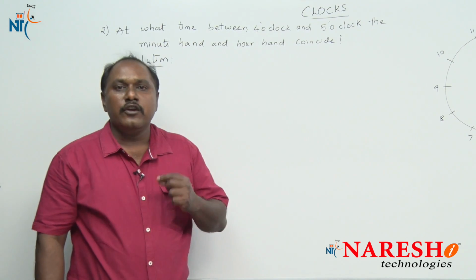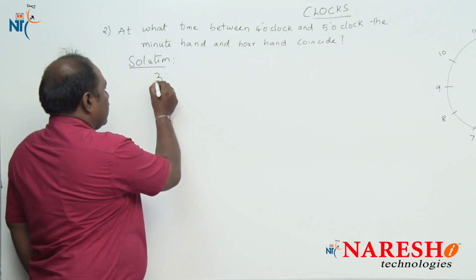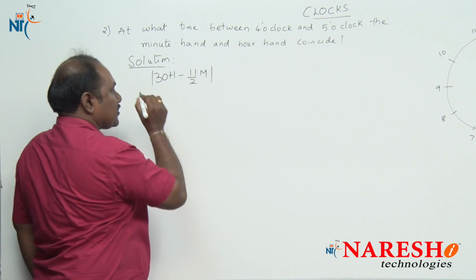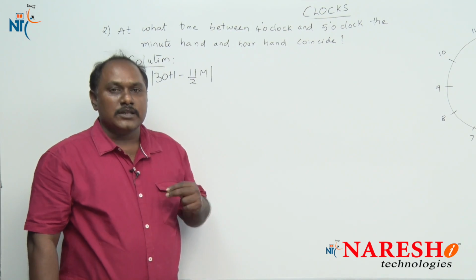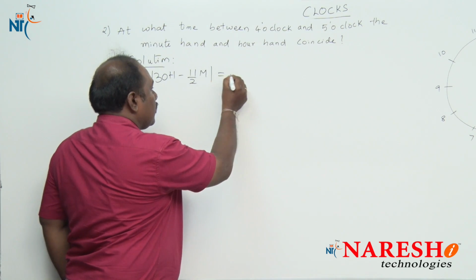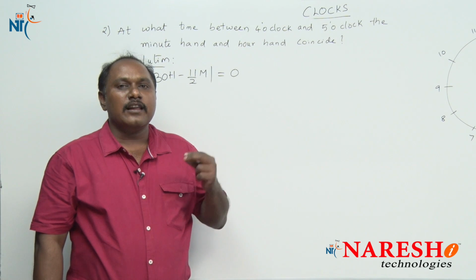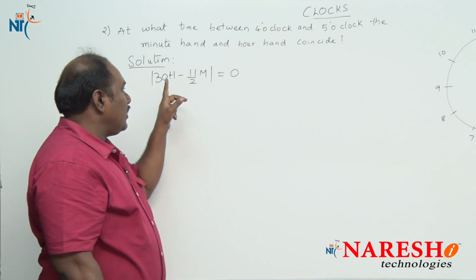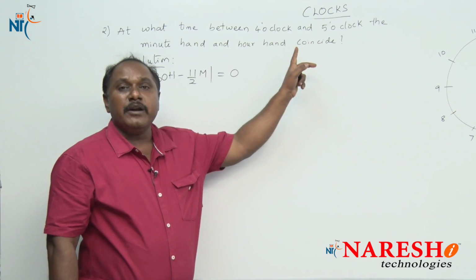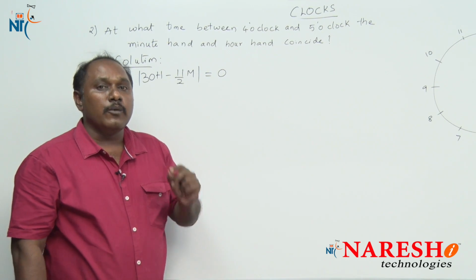Now the formula we know to find out the angle between minute hand and hour hand is modulus of 30h minus 11 by 2 m. According to the question given to us, this modulus of 30h minus 11 by 2 m should be equal to 0, because if the minute hand and hour hand coincide, the angle between them will be 0 degrees. Now what is the value of h? We need to substitute here. The question is in between 4 o'clock and 5 o'clock. In between 4 o'clock and 5 o'clock, the hour hand will always represent 4.